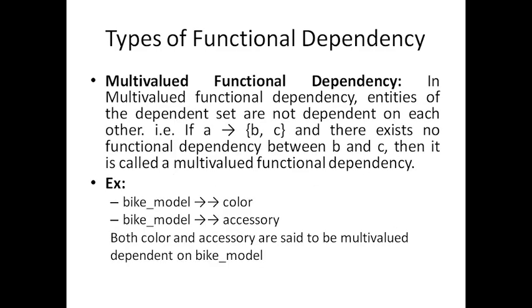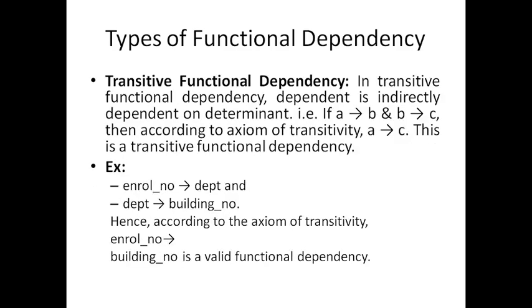And next one is multi-value functional dependency. In multi-value functional dependency, entities of dependent set are not dependent on each other. Consider the example A determines BC and there exists no functional dependency between B and C. Then it is called multi-value functional dependency. Consider the example FDs: bike model determines color and bike model determines accessory. From bike model we can determine both color and accessory, but there is no dependency between color and accessory. So this is an example for multi-value dependency.